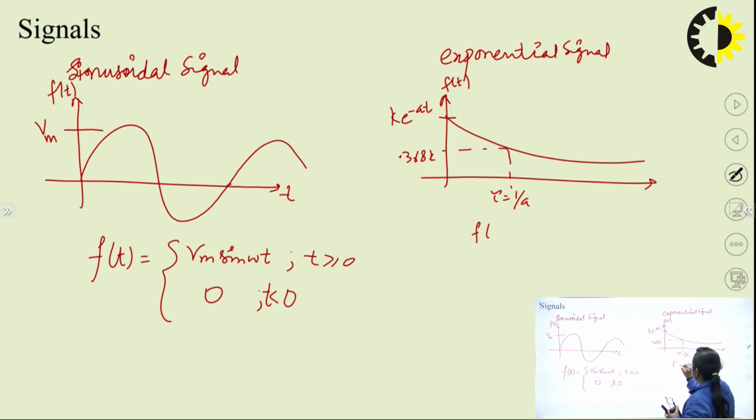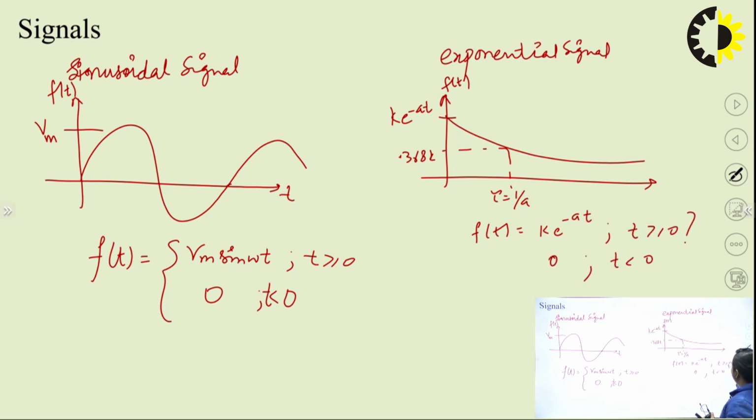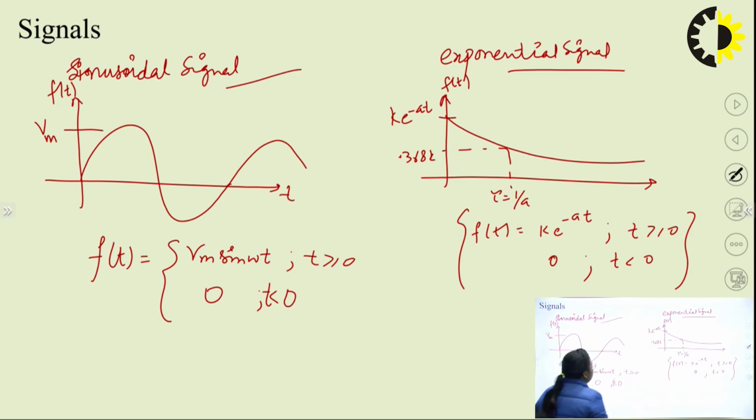So f(t) here is K times e raised to the power minus at for t greater than or equal to 0, and its value is as well 0 for t less than or equal to 0. So these are the other standard signals which we can use. And let me tell you another signal, that is the gate signal.